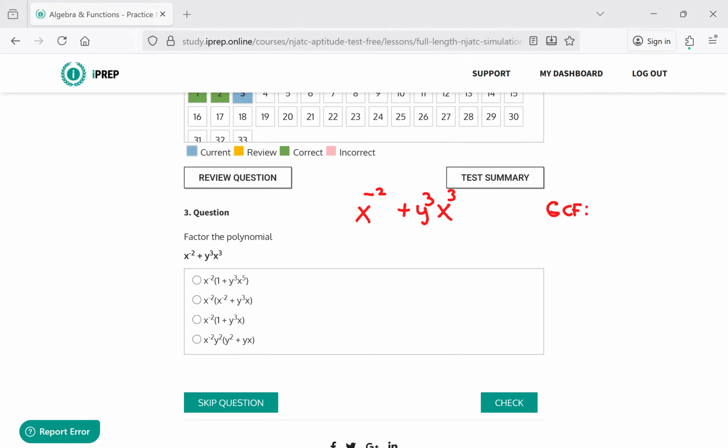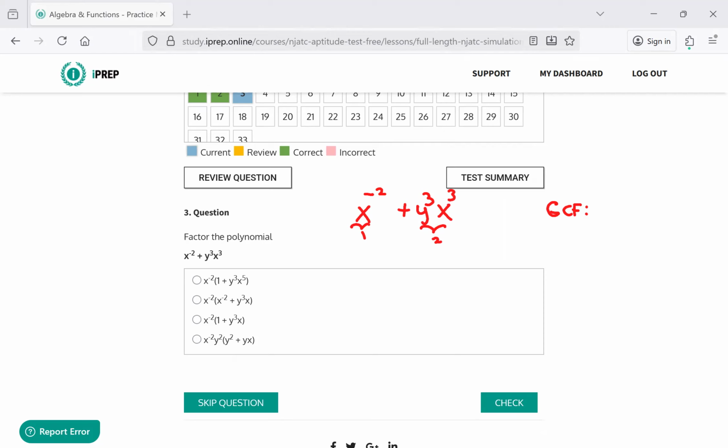Now, if you look at this carefully, we have two terms. This is one term. This whole thing is one term, right? This whole thing, y cubed, x cubed. Now, what do you think we can take out? What do they all have in common? I believe we can take out x's. How much? That's the difficult part.